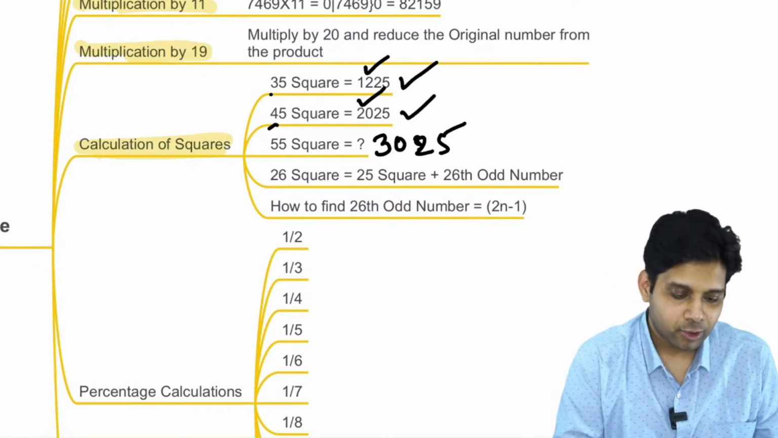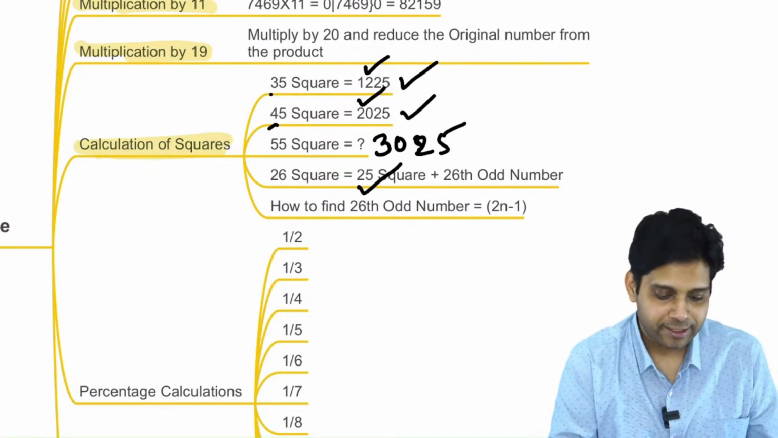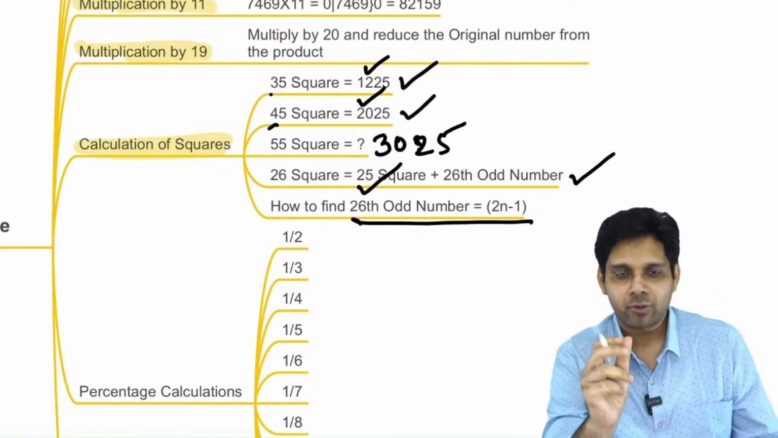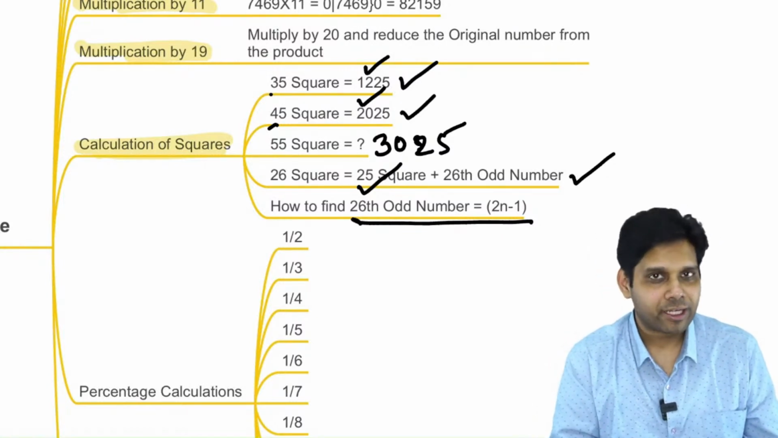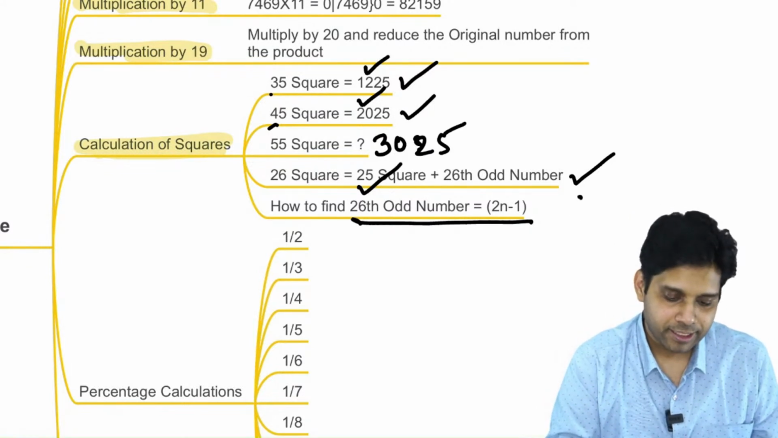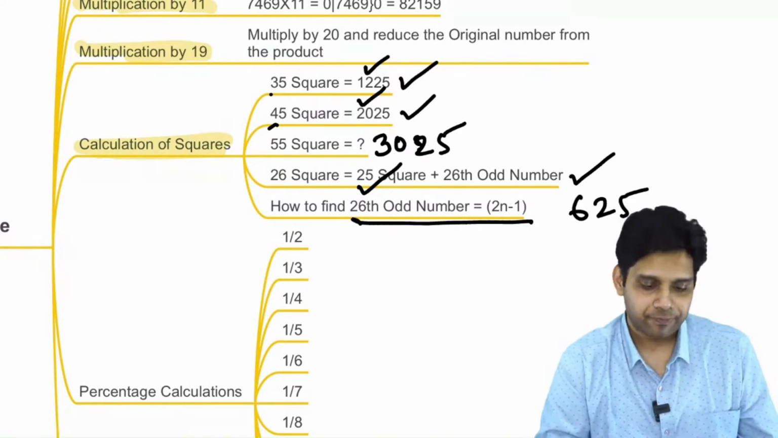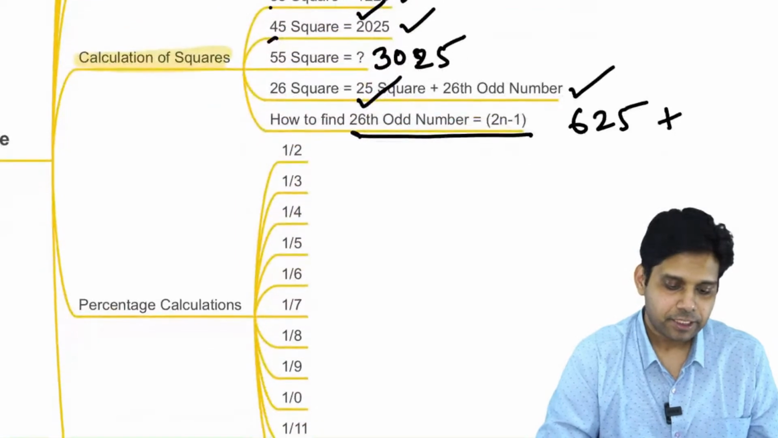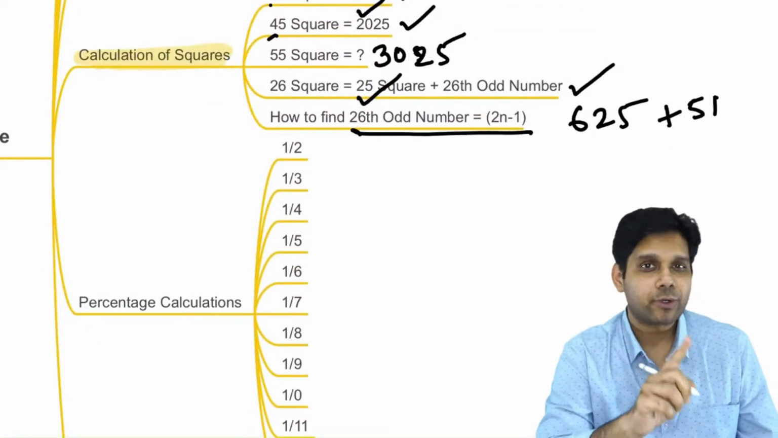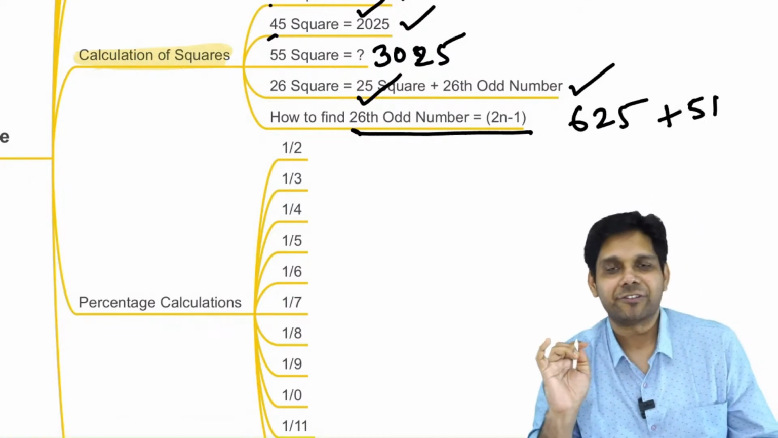So we learned 25 square plus the 26th odd number. And how do we find the 26th odd number? 2n minus 1. N is 26, so 26 into 2 minus 1, that will be the number. So you add 25 square, that is 625, plus the 2n minus 1, that is 51. So if you add 625 plus 51, you will get your answer for 26 square.